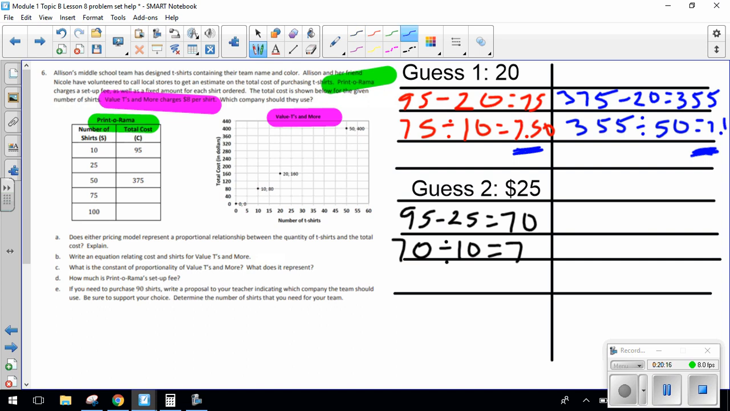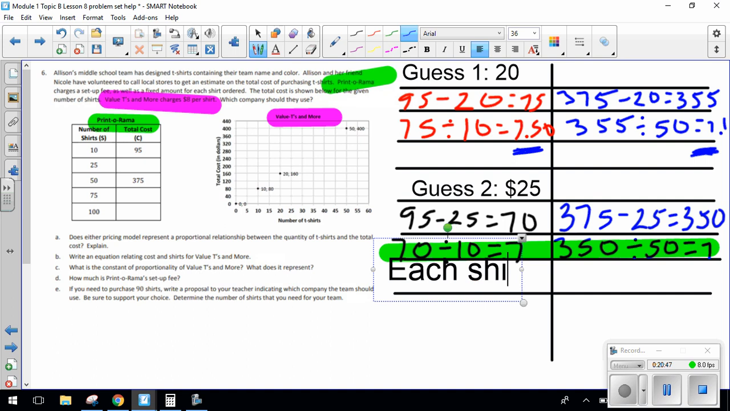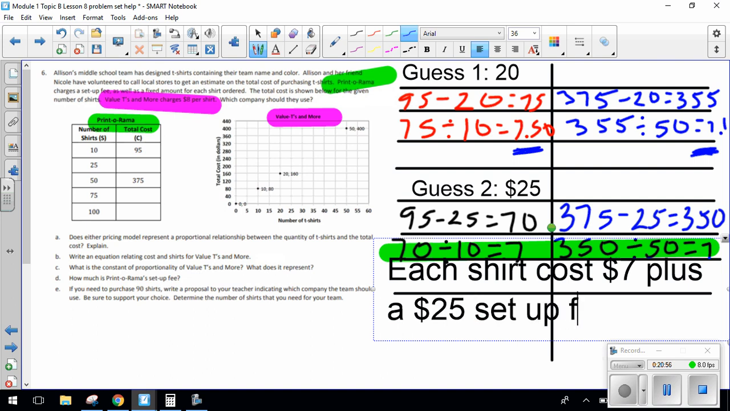And I'm going to come back here on the right side and take $375 for my 50 shirts, subtract $25. That leaves me with $350. $350 is what I spent on 50 shirts. So if I take 350 and divide it by 50, I get 7. So if you notice, my unit rate is the same here. So that means each shirt costs $7 plus a $25 setup fee.